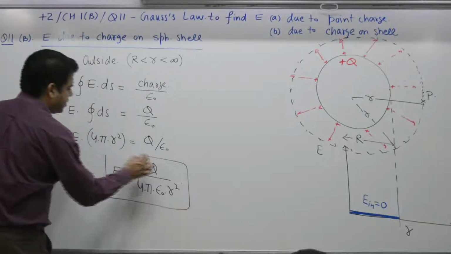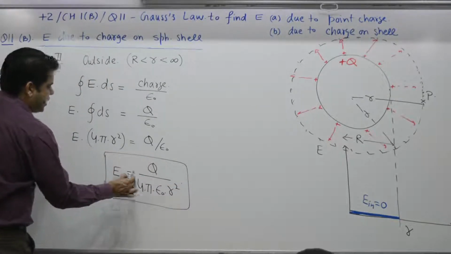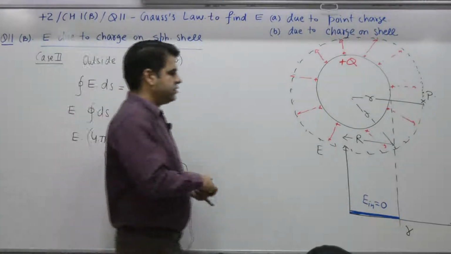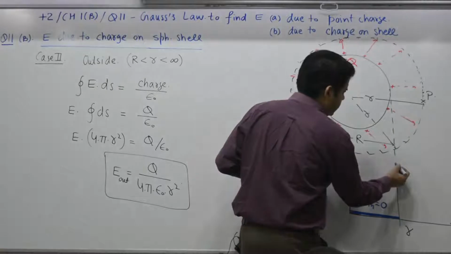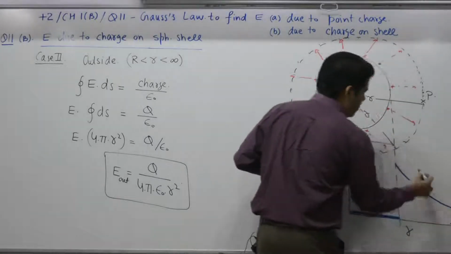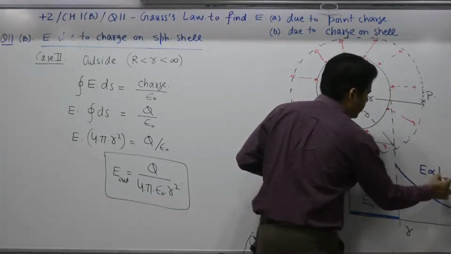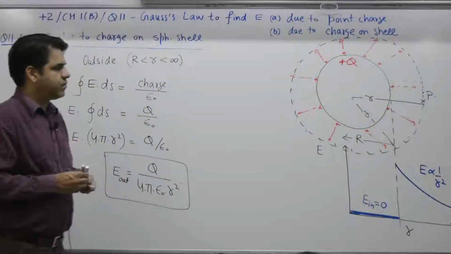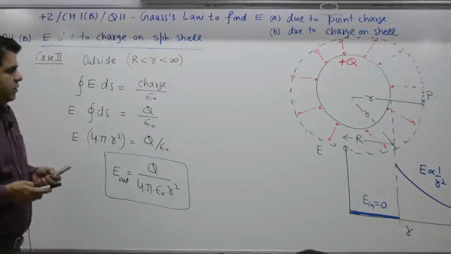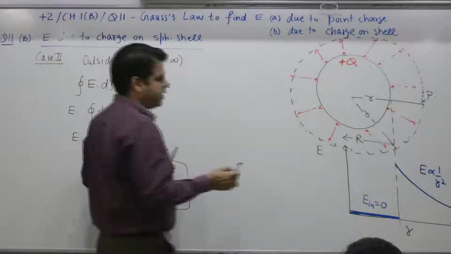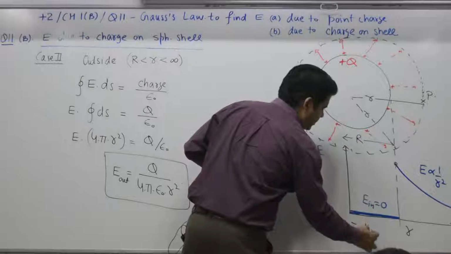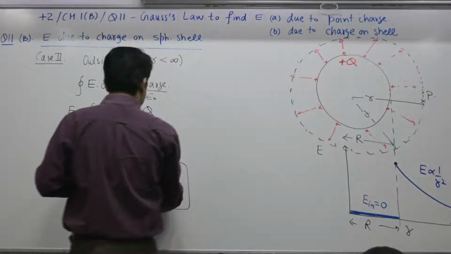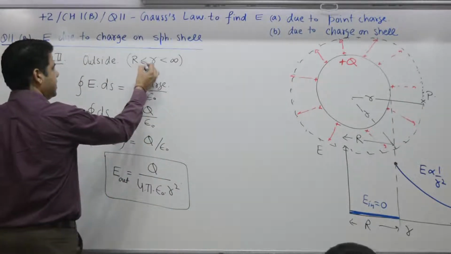So E outside the shell is inversely proportional to r square. Outside, E is inversely proportional to r square. And for the point where r is equal to capital R, on the surface, E is equal to Q by 4 pi epsilon naught R square, so you can write the equality there also.